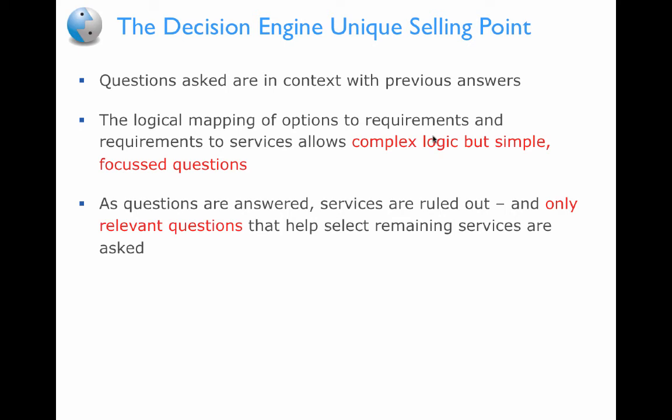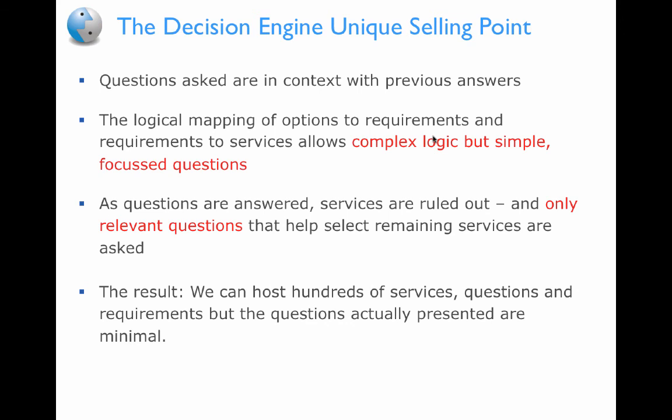As these questions are answered, these services are ruled out, and only questions that help to select services that are still possibilities are asked. That was demonstrated with the PCI compliance question. If you said you wanted the service to be in the West, you didn't need to know if PCI compliance was required, because they were all valid. So the result is that the engine can host hundreds of services, questions and requirements, but the questions to the user are minimal.